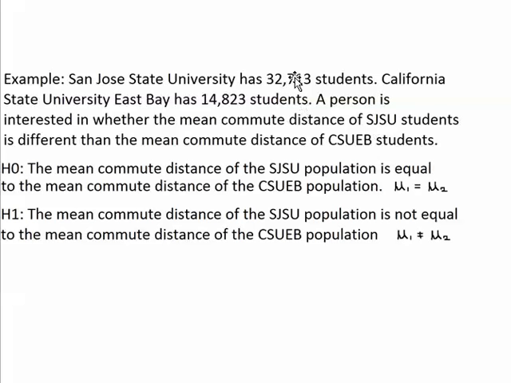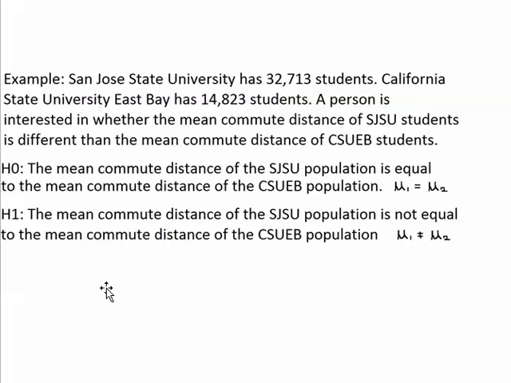And in this person's study, the null would say that the mean commute distance of the San Jose State population is equal to the mean commute distance of the East Bay population. The two population means are equal. The alternative hypothesis would say that the mean commute distance of San Jose State is not equal to the mean commute distance of Cal State East Bay. So it's just equal population means and unequal population means.